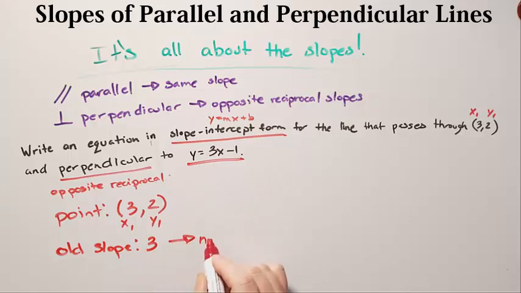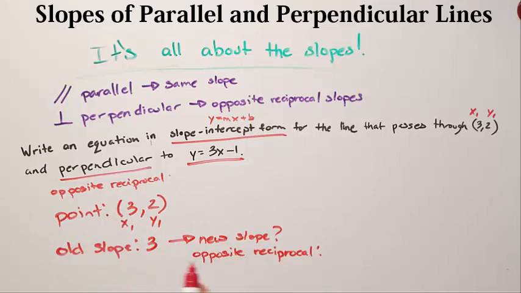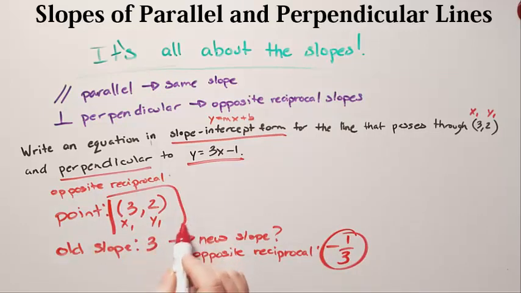I needed a new slope. Now what kind of slope did I actually need? They told me that I needed an opposite reciprocal slope. So if the old was 3 and I need opposite, positive, negative, now I need the reciprocal. So if it's 3, I need 1 over 3. So this is going to be my new slope. And they gave me a point that I need to use. Since I have a slope and a point, I'm going to use point-slope form.